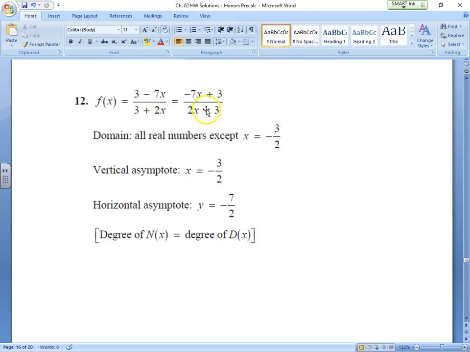Domain. Everything but negative 3/2 from the denominator. Vertical asymptote is at negative 3/2 from the denominator. Horizontal asymptote, it's a little weird. You could have just taken it the way it was. You didn't have to rewrite it. They just rewrote it so that the leading coefficients were in the beginning. But you could have just looked at it and said, hey, look, there's a negative 7 next to that x, and there's a positive 2 next to that x. Negative 7/2 is the horizontal asymptote because the degrees are tied.